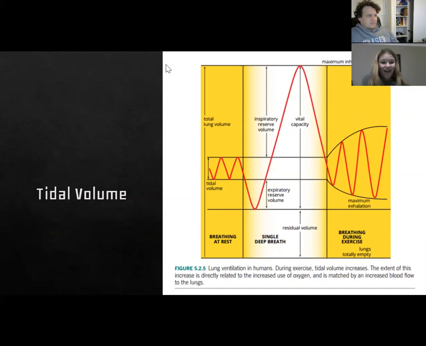So tidal volume. And we have total lung volume, which you can see from top to bottom. Then we have the reserve volume, which is how much is left. So you can see that our lungs have a really high total lung volume. But if we breathed in the total amount of air that we could breathe all the time, we would waste a huge amount of energy.